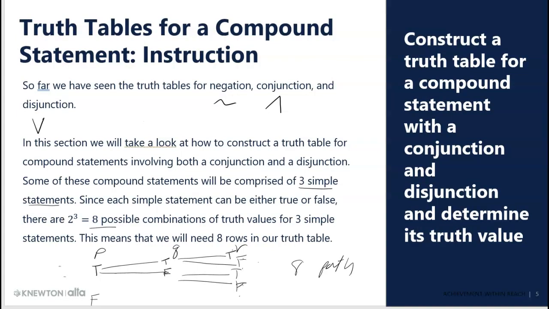And that's from the idea of there being 3 simple statements. It's a base 2 exponential to figure out the number of rows, because P, Q, and R each have 2 choices. They're either true or false, and you make one of 2 choices 3 times. That gives you the exponent. So for 3 statements, we're going to get 8 rows in our truth table.